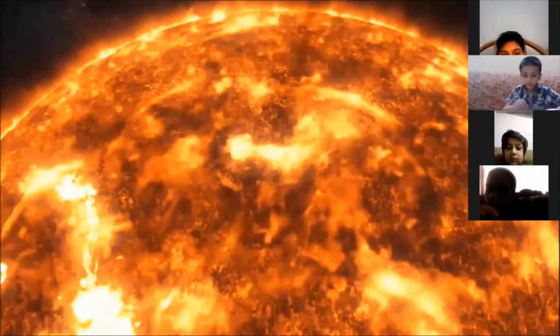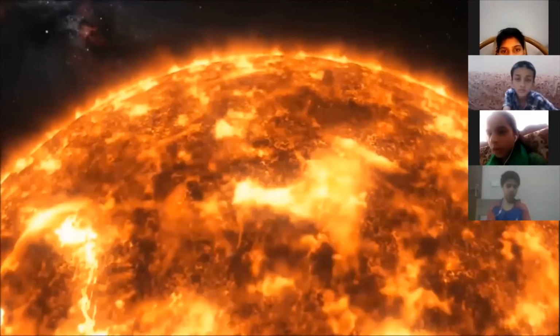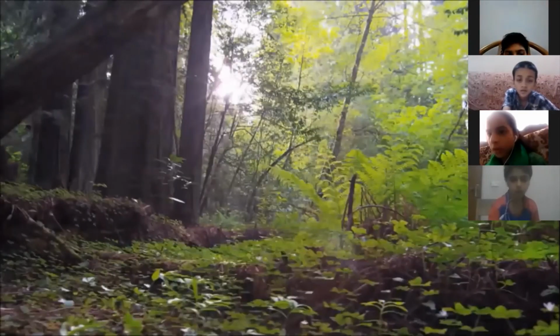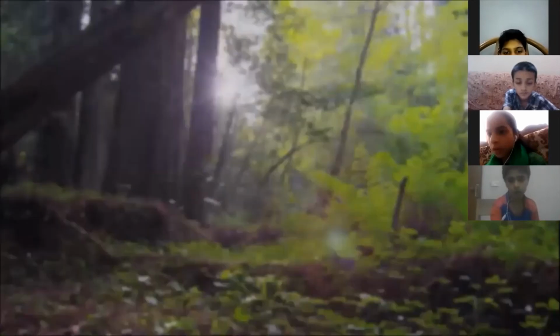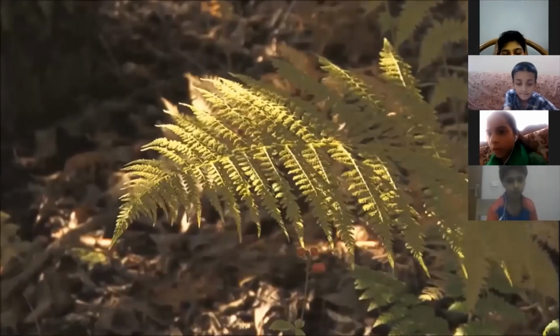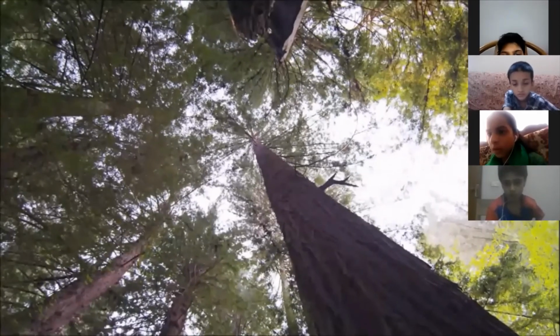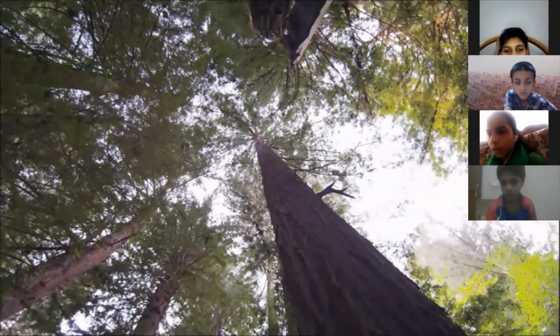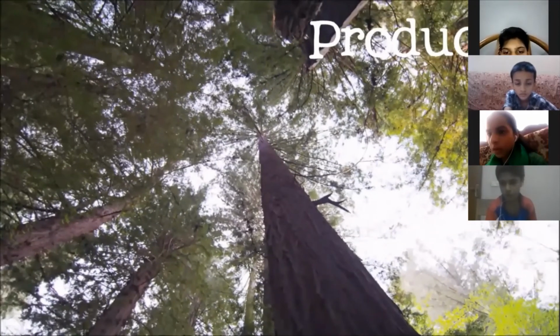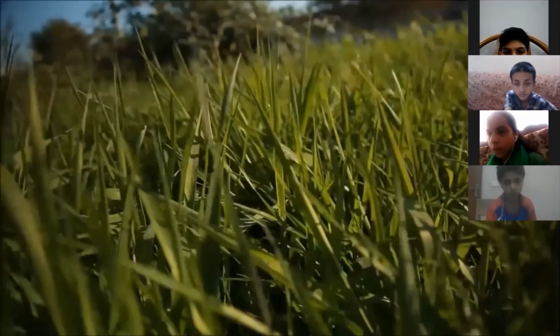All of the energy in Earth's food chains comes from the sun. The sun's energy reaches the Earth as light and heat, and plants capture some of it and convert it into food through photosynthesis. Because plants make or produce their own food from the sun's energy, they are called producers. Every food chain must begin with a producer, for example, grass.